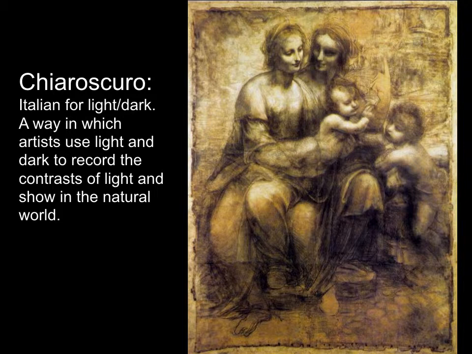Chiaroscuro, or the Italian word for light and dark, is a way that artists use light to record the contrasts and show the natural world. Renaissance artists believed that, by showing dramatic lighting, you help to convey the emotion within a scene. It's one of the reasons we see such high contrast in many Renaissance drawings and paintings.